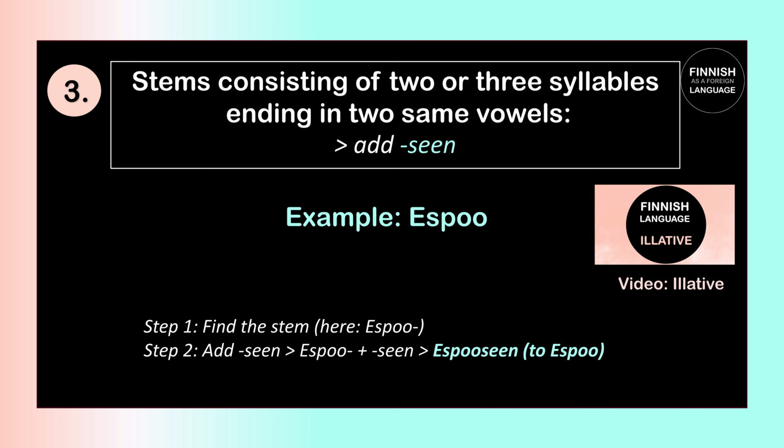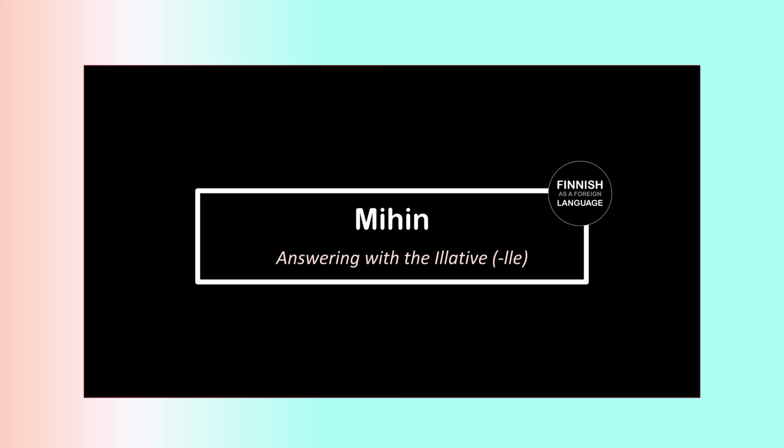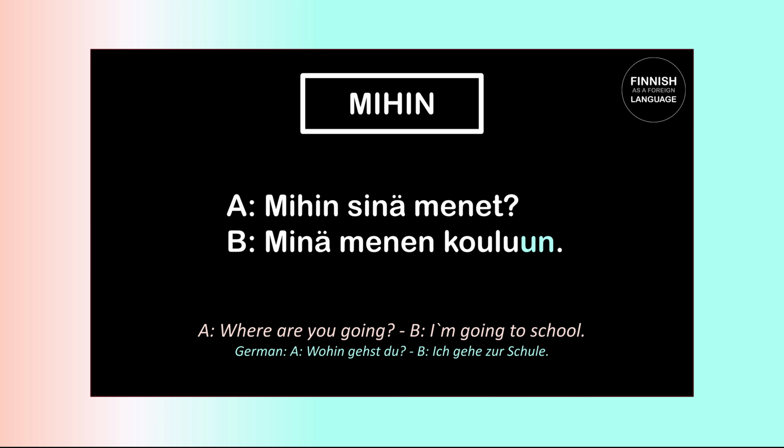Let's get back to our topic again, the Mihin question and how to answer it. So let's take a look at some possible answers with the illative case. Mihin sinä menet means where do you go? Here we can, for example, answer minä menen kouluun, means I'm going to school. Minä menen means I'm going or I go. Kouluun means to school. It's the illative case. Here we have the vowel N ending.